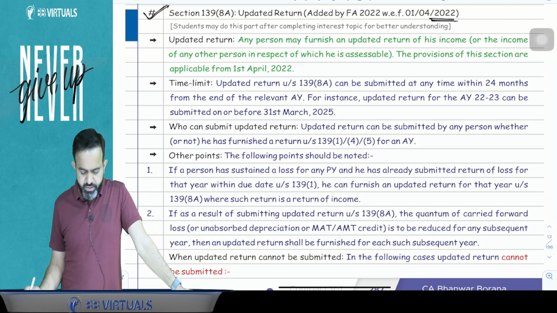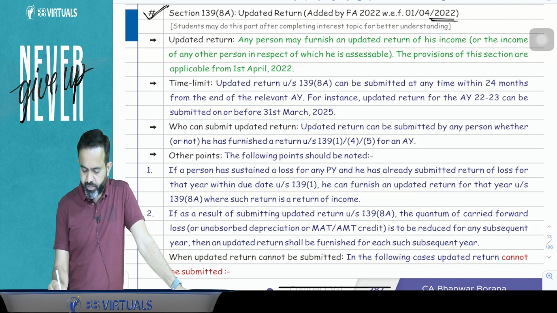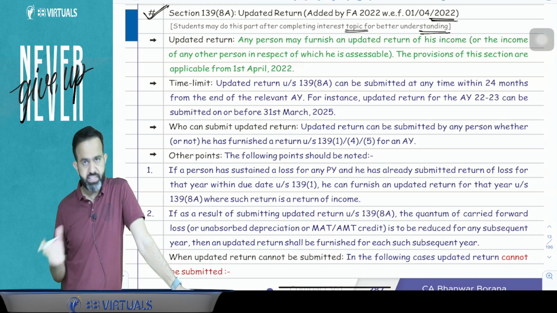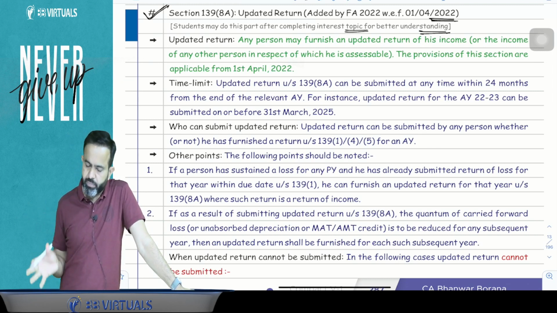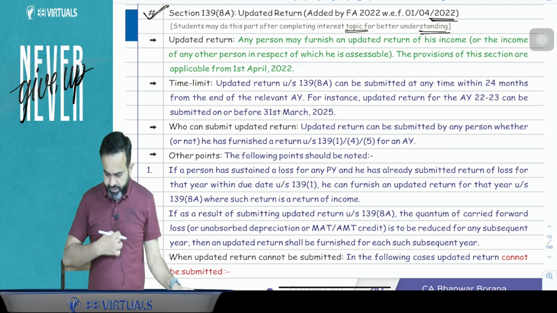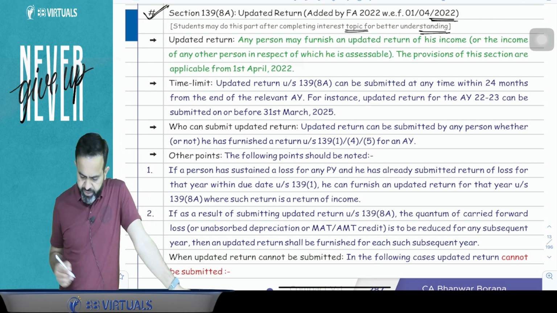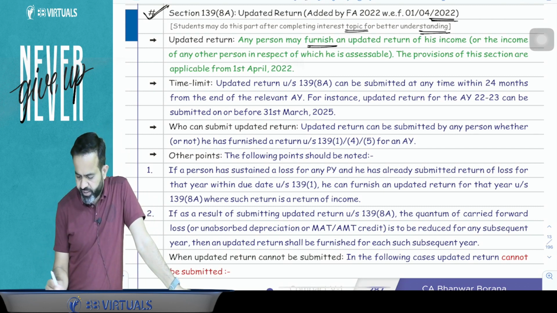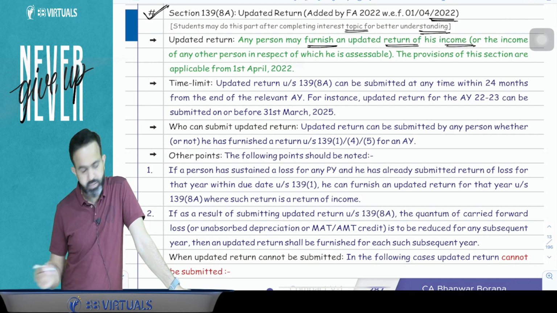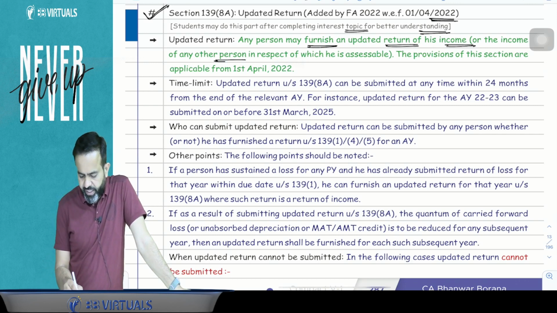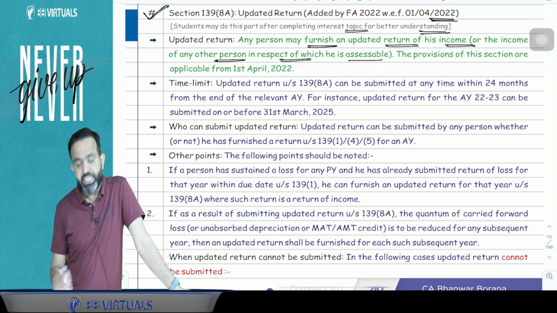Now there is a notice given. A student may do this part after completing the interest topic for better understanding. 234 ABC interest we already completed. So we are doing updated return here. Now updated return means any person may furnish an updated return of his income or the income of any other person in respect of which he is assessable.